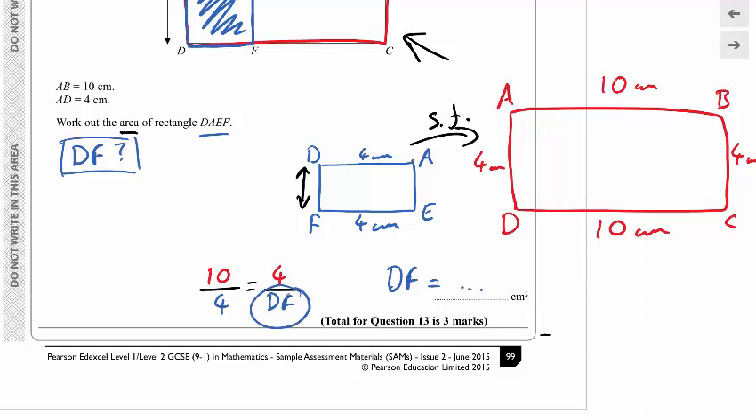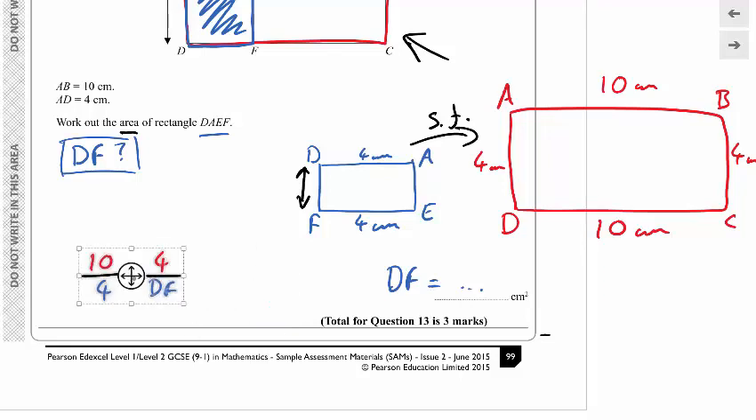First of all, I've got a DF on the denominator, so it makes sense to multiply both sides by DF. I multiply this by DF, and I multiply DF over here. Then on the right hand side, this DF cancels with this DF, so I'm just left with DF times 10 over 4 equals 4.